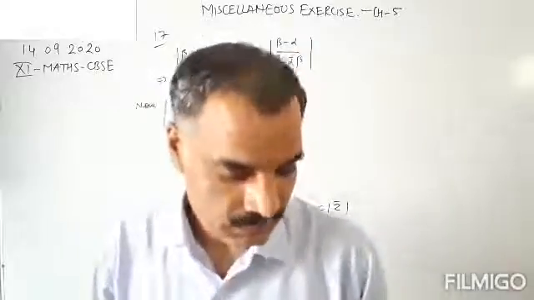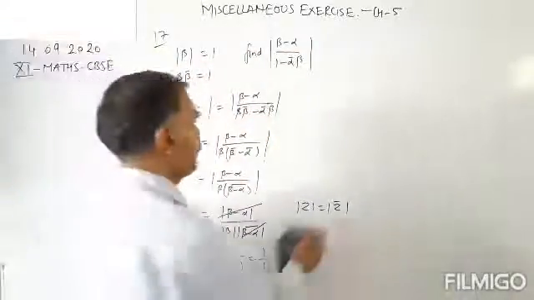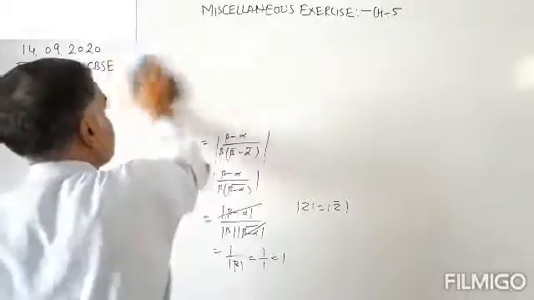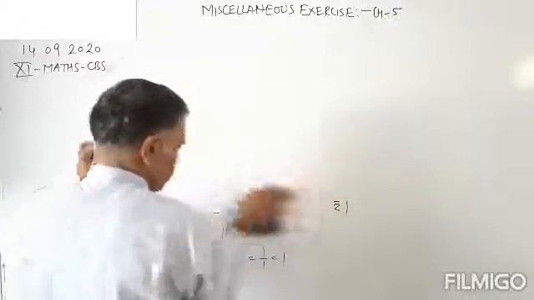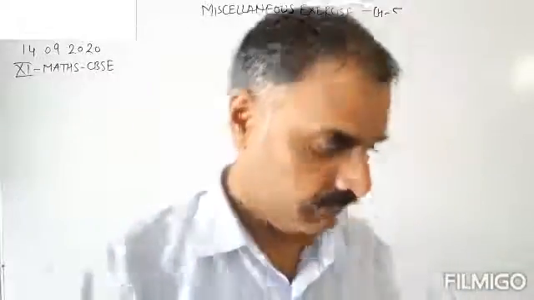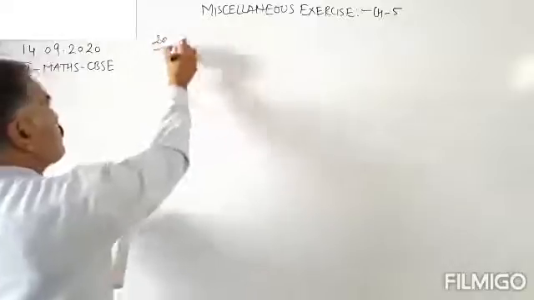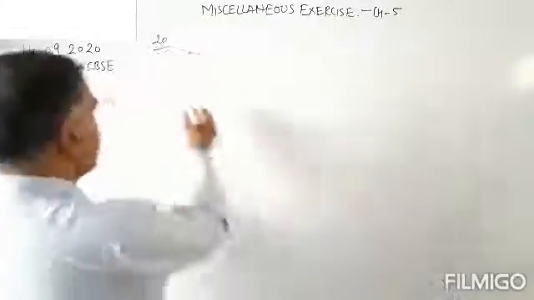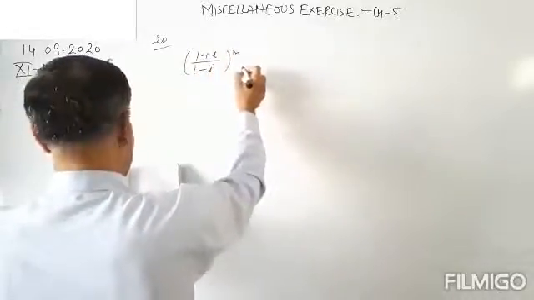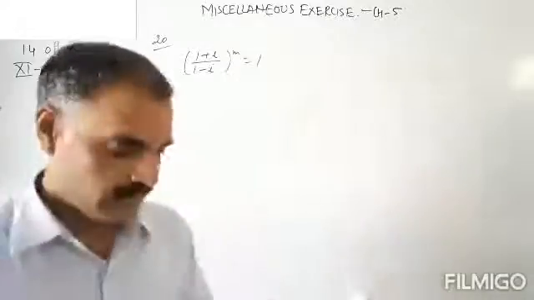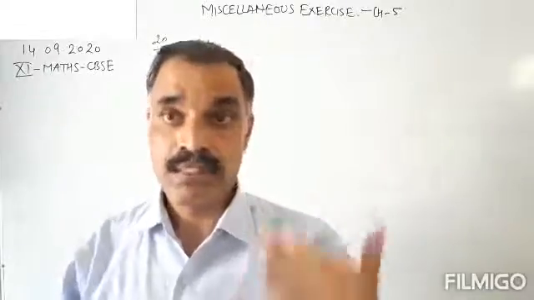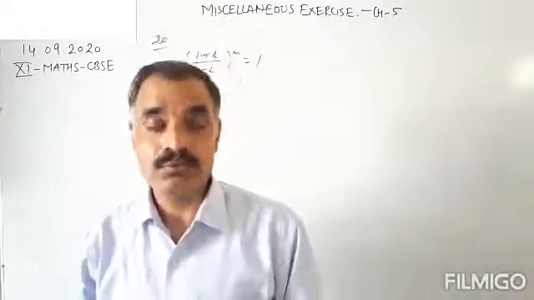Now we will take question number 20, the last question of the chapter, that is question number 20. Question number 20 is: if (1 plus iota upon 1 minus iota) to the power m equals 1, okay, this is given, then find the least positive integral value of m. Least positive integral value of m we have to find.